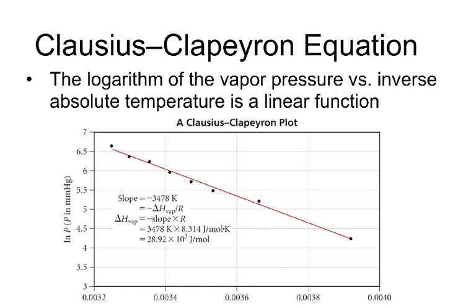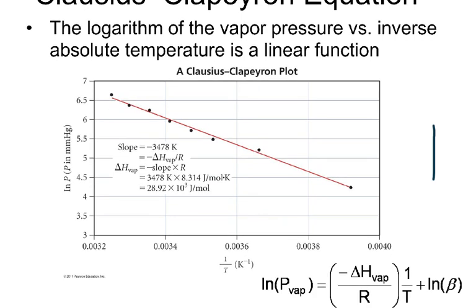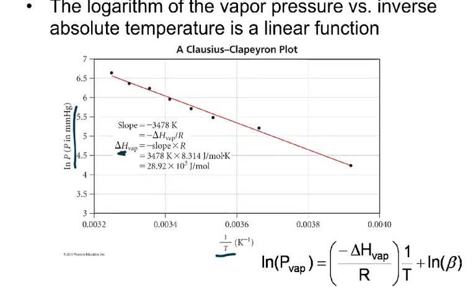And what that equation says is that the log of the vapor pressure versus the inverse of the absolute temperature is a linear function. So if we measure the vapor pressure at different temperatures, take the inverse of the temperature and the log of the pressure, we're going to get a straight line, and we can get the delta H of vaporization from that line. So here's the Clausius-Clapeyron equation in linear form.